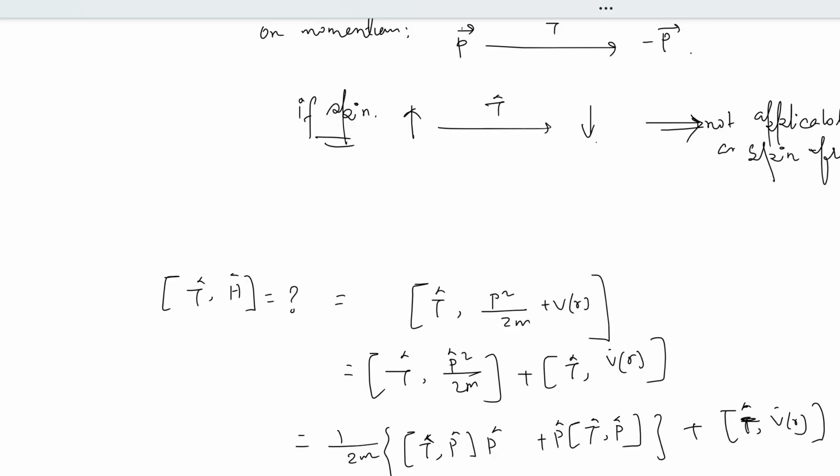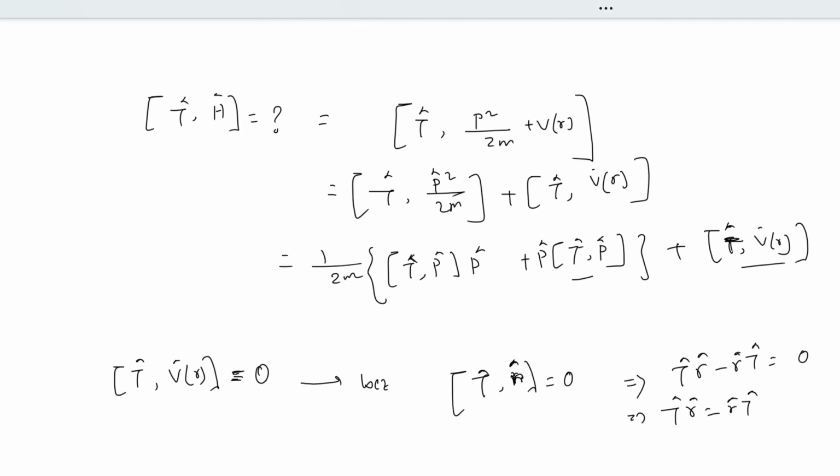Now for calculating these individually, you have to know the values of these. So first of all, this T and V of r is easy, this will be equal to 0, because r is a position operator, and its commutator bracket with T is 0. This means that T r minus r T equals 0, or T r equals r T.